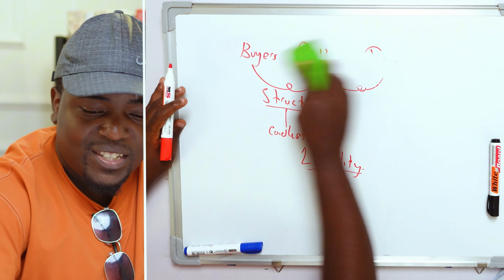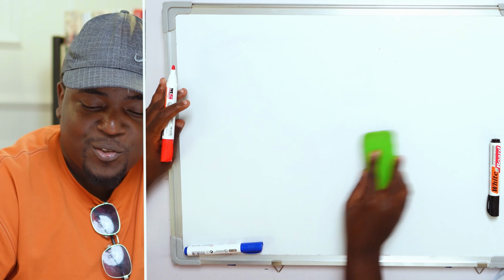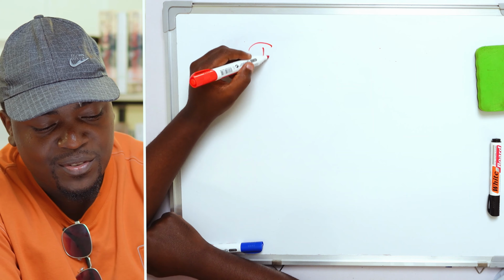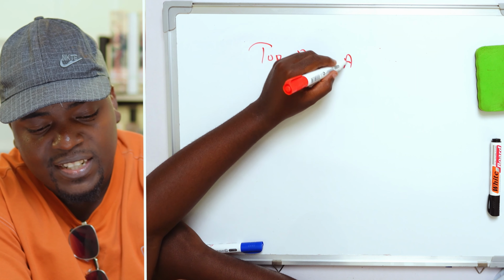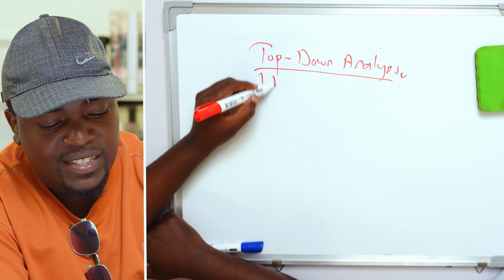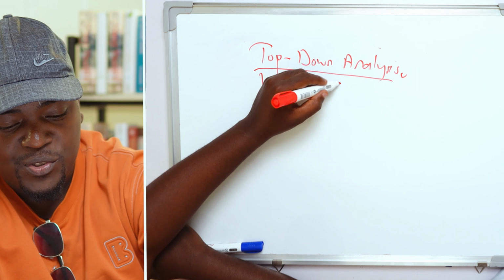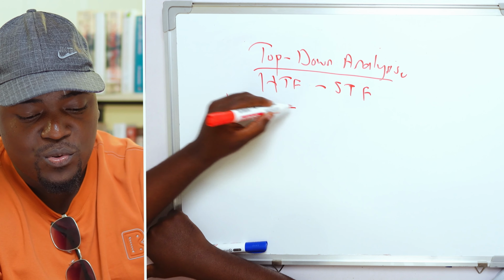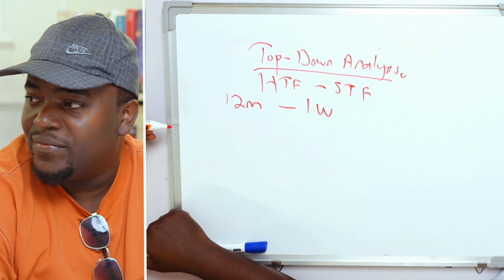So as any other trader, you first do what we call the top-down analysis. Yes, you first do top-down analysis, which is basically starting from higher time frames up to smaller time frames. And for me, under higher time frames, I will start from the 12 months up to the weekly time frame only.